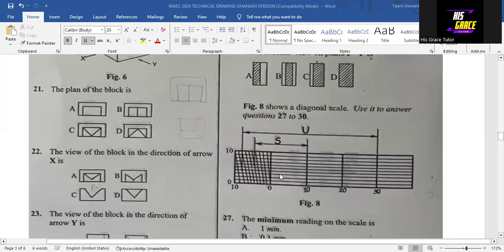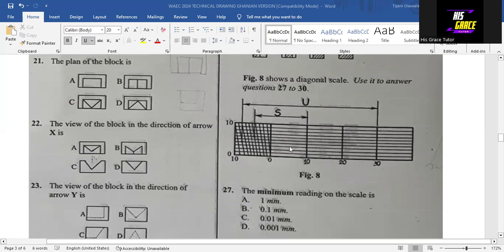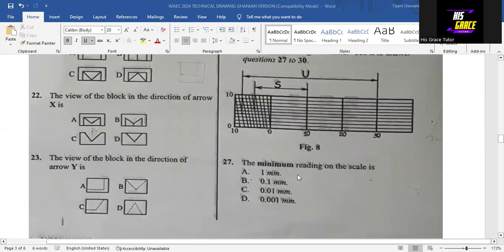Then we are going to use this diagram to answer questions 27 to 30. This is a diagonal scale, and the question says that the minimum reading on the scale is 0.1 millimeter. Okay, 0.1 millimeter.